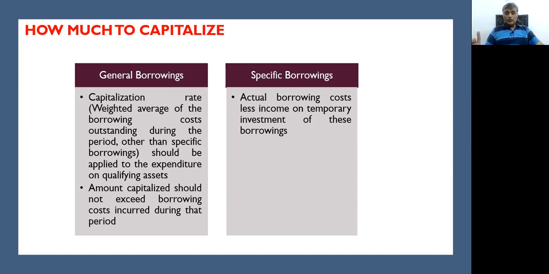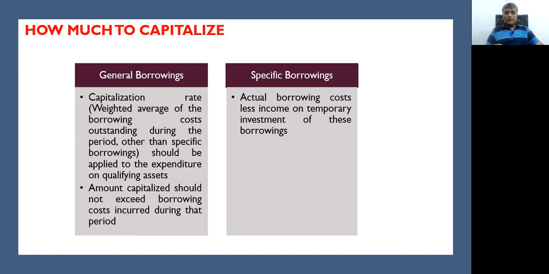When I say specific borrowings, you know this specific loan is earmarked for this particular asset. These are specific borrowings, right? Why is this classification important? Because the treatment of the borrowing cost is heavily dependent on the nature of the borrowing. If it is a specific borrowing, then the actual borrowing cost less income on temporary investment of these borrowings should be capitalized. Okay, because if you know this particular loan is for a particular plant and machinery, then the actual borrowing cost incurred less any income on the temporary investment of these borrowings should be capitalized.